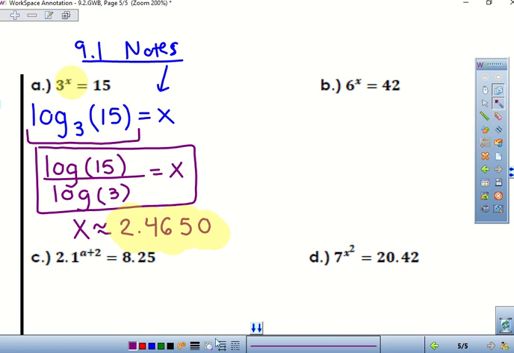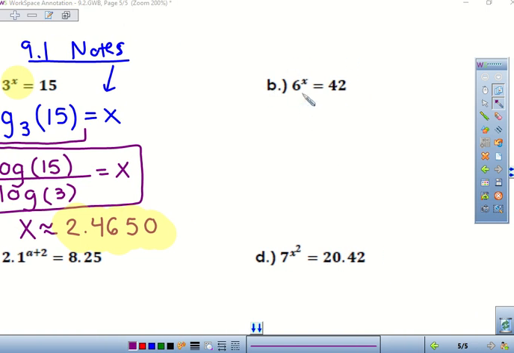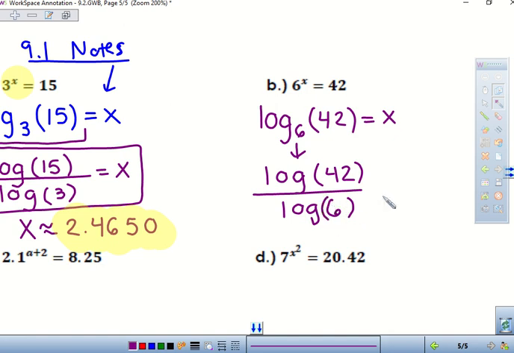All right, now I'm not going to do the calculator on this one. I'm just going to set it up because you guys are probably good with that. How can we rewrite this as a logarithmic equation? Log base 6 of 42 equals x, right? So how can I now rewrite this for my calculator? Log of 42 over log of 6. Then you can put this in the calculator and get an approximation. I'm not going to do that because you guys are probably pretty good with it.